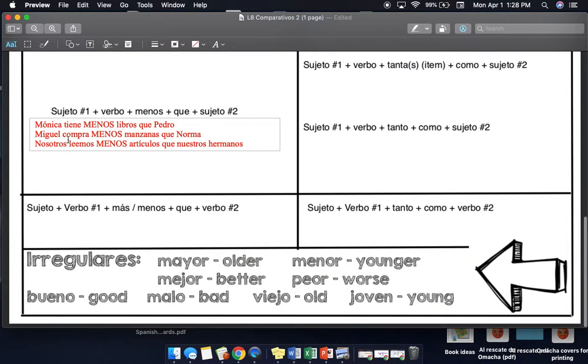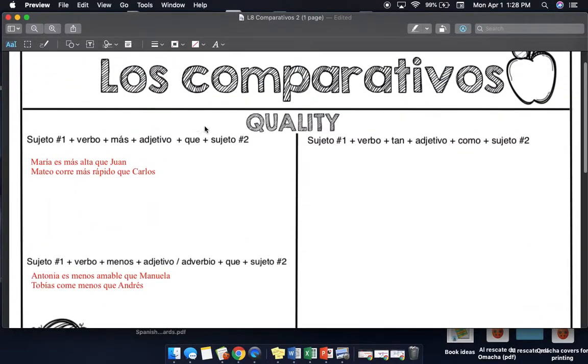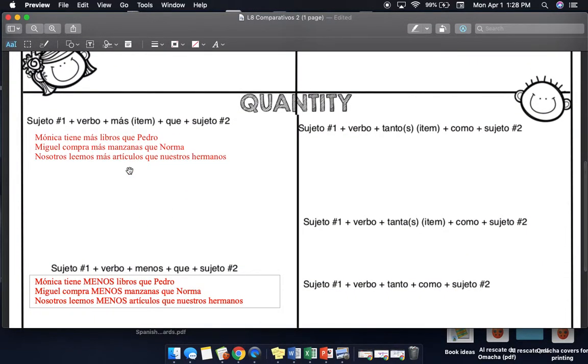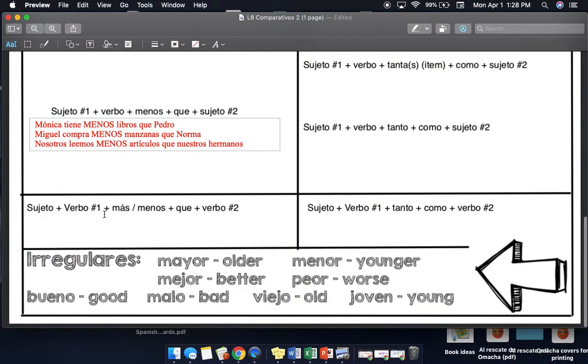And then these particular ones that we've done of quality and quantity, okay, they have 2 different subjects. But what if I wanted to compare the inequality within myself or just one person? And that's when we go down here. Okay? If you notice, the subject is the same, but we're going to compare the things that happen to that. Okay? So, for example, profesora lee menos que corre.